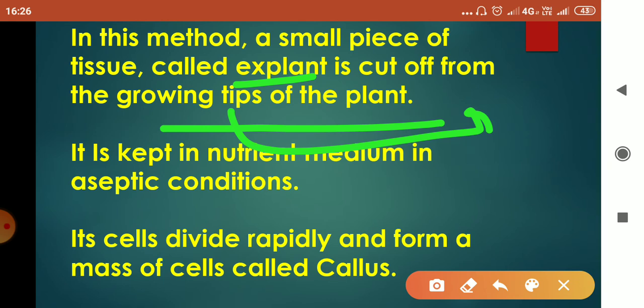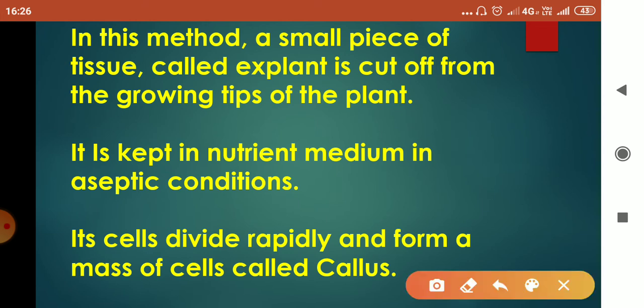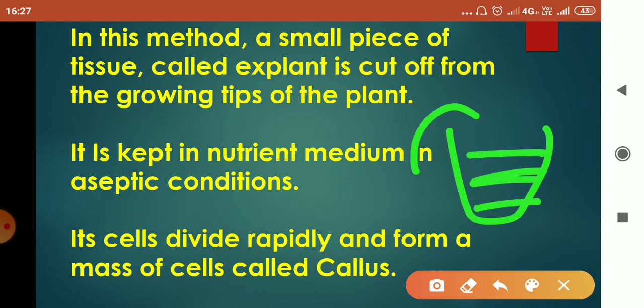Now this growing tip, called the explant, is kept in a nutrient medium in aseptic conditions. Aseptic conditions means it should be sterilized, it should not contain any type of bacteria. And nutrient medium means the nutrients are provided to the explant. Children, in the normal process of growing a plant in the soil, the nutrients and minerals are present in the soil. Along with that, we water the plant.